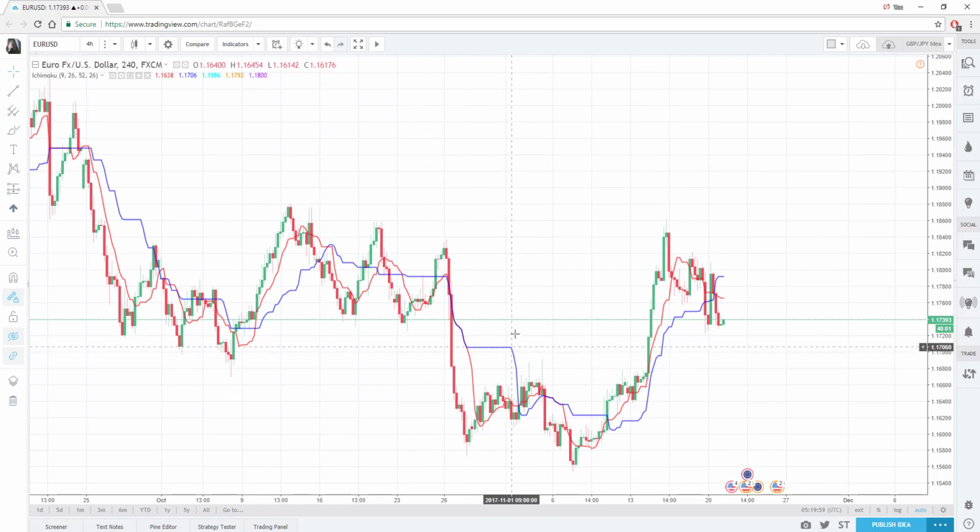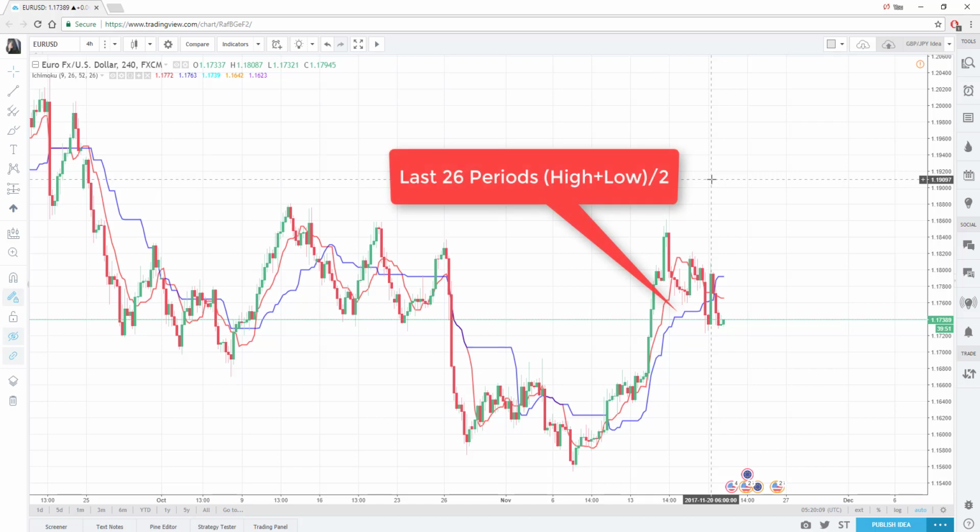Now, Kijun-sen is similar to Tenken-sen, but it's a little bit slower. You'll notice it lags a little bit behind, and that's because it takes in the last 26 periods. Okay, still the same thing, still taking the full body candles. So you're going to take the last 26 candles into consideration, and that's how it's going to react.